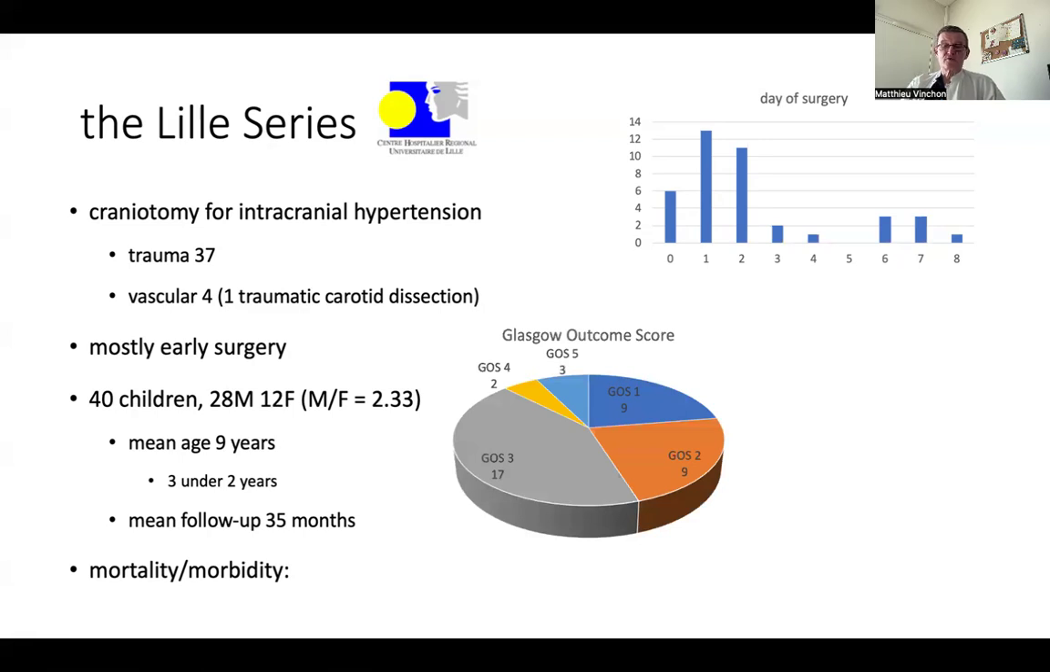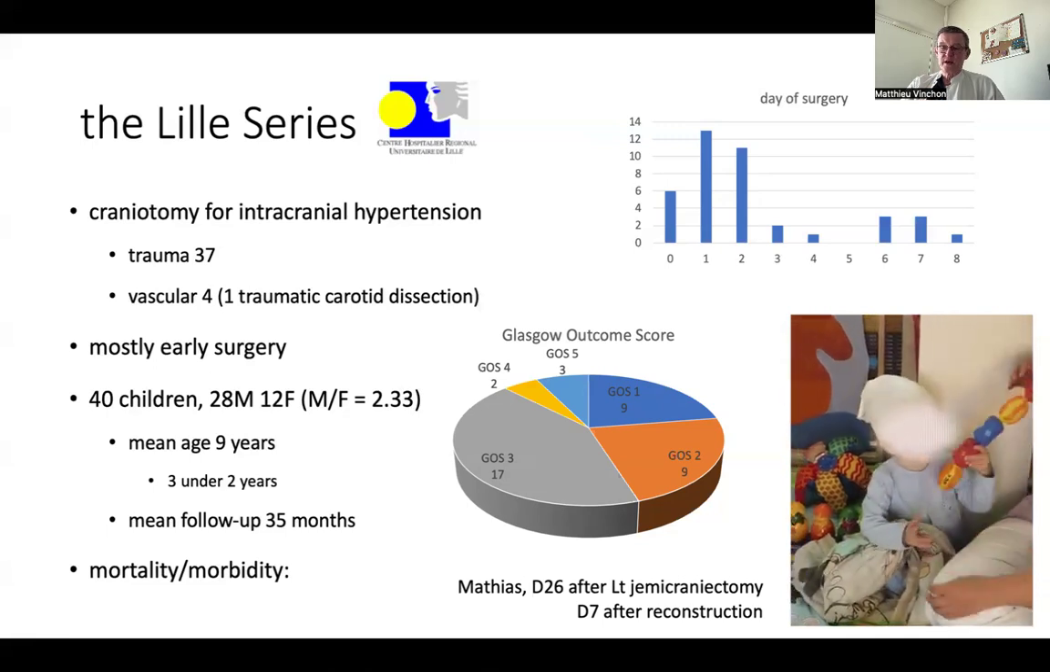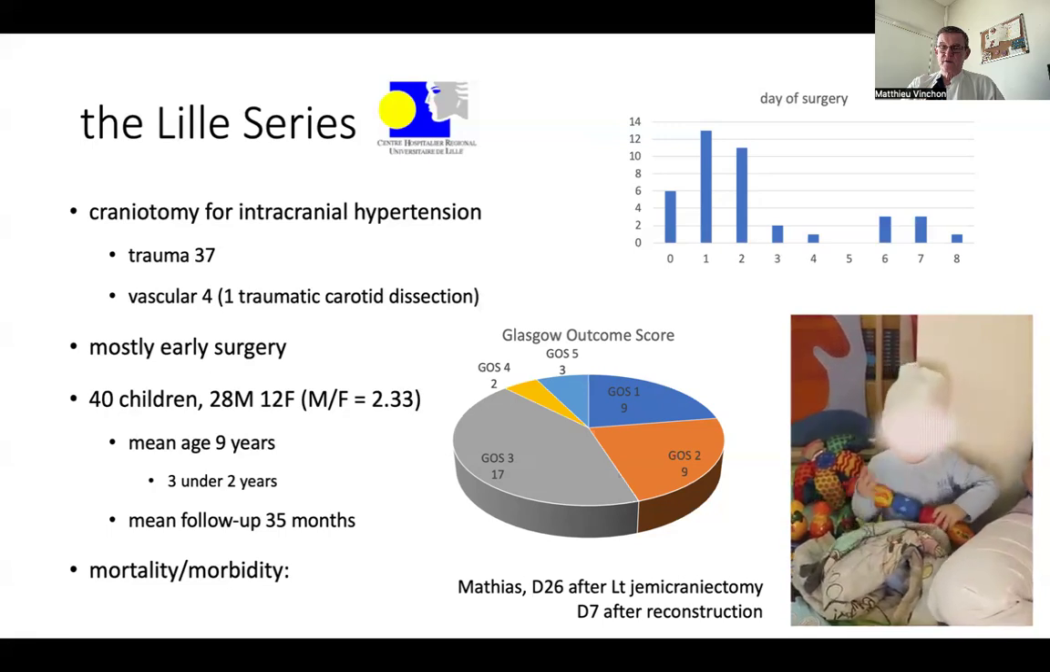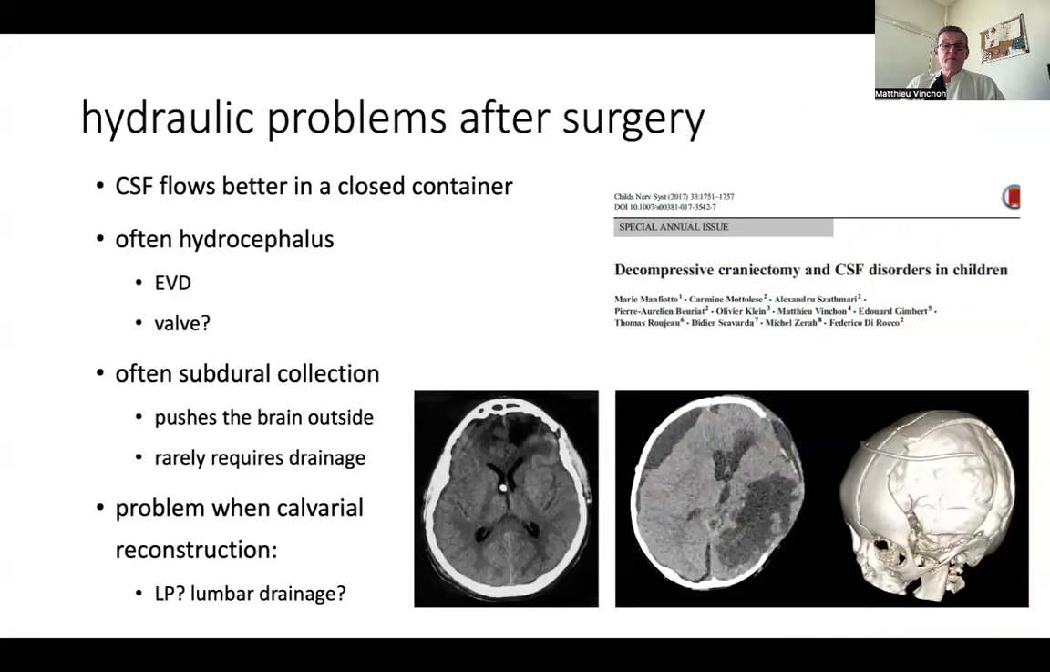So the mortality and morbidity is as such. We had 3 patients died despite our surgery. This is a small number compared with the number of children who were at risk of dying very fast. And about half of the survivors had a good outcome. And this is an example of a child who was operated very early, and on day 7 of his reconstruction, this is how he was moving. You see that his right arm is not moving perfectly well, but he's already using it and improving fast.